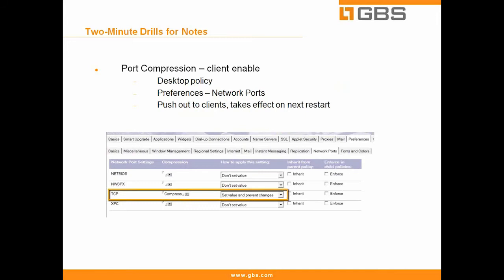On the client side, you go into the desktop policy and go to the Preferences tab, and then the Network Ports tab underneath that. Find the port, which should be TCP, and in the compression field, just change it from being empty to compress, and then you can set the value and prevent changes. This is something that generally users shouldn't need to change, and you would want them to not change. There are other options there in how to apply the setting, where you can allow the user to set it and then have it enforced the next time they restart Notes, which just causes users some confusion, but it is a nice way to toy with some users perhaps.